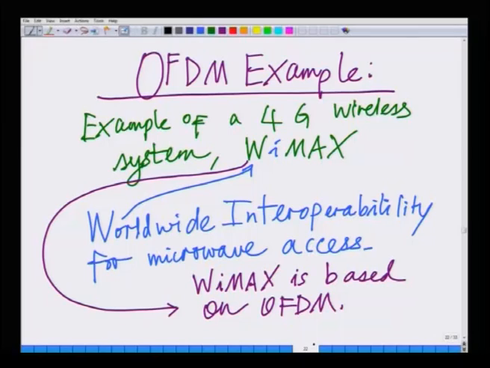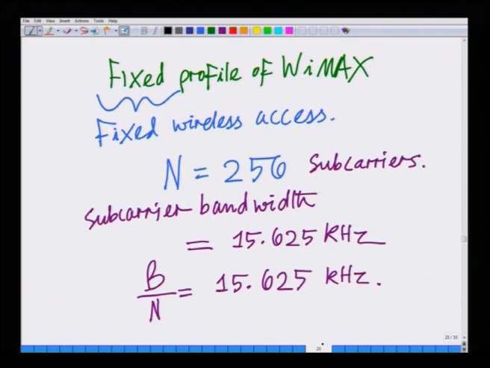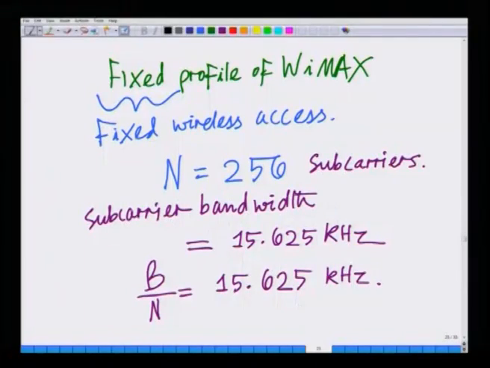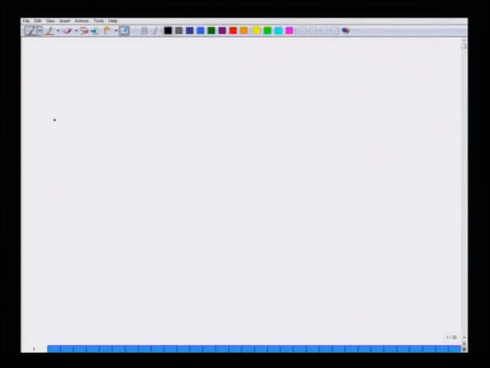And finally, we started to look at an example of an OFDM system. We considered a 4G WiMAX scenario. We said WiMAX is the 4th generation wireless communication standard, and WiMAX has several profiles. We started looking at one of the profiles, which is a fixed profile of the WiMAX standard. So, let us continue with that example.